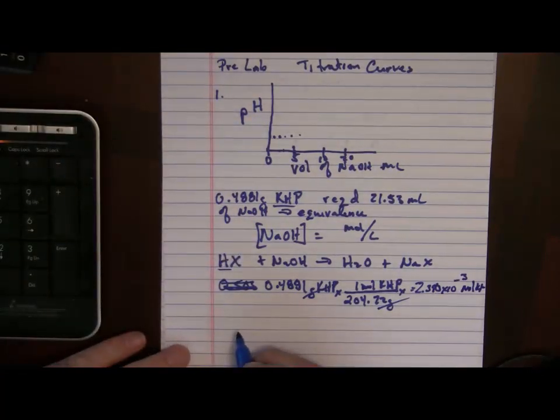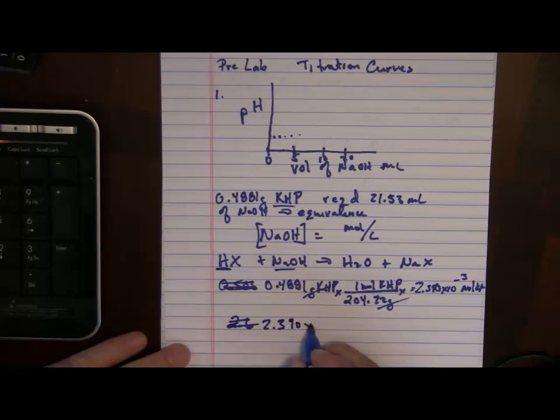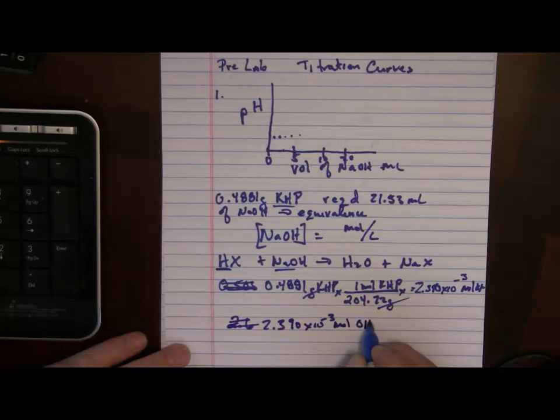That's what causes the indicator to turn. But what we want here is the concentration. So because this is a 1-to-1, this is going to be also the number of moles of sodium hydroxide. So it's going to be 2.390 times 10 to the minus third moles of OH minus.